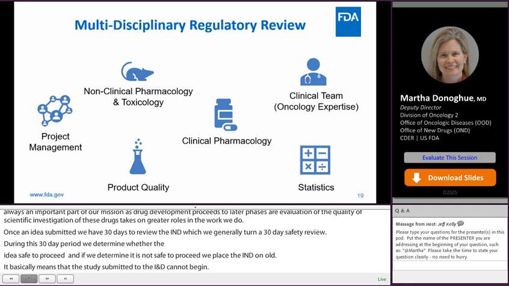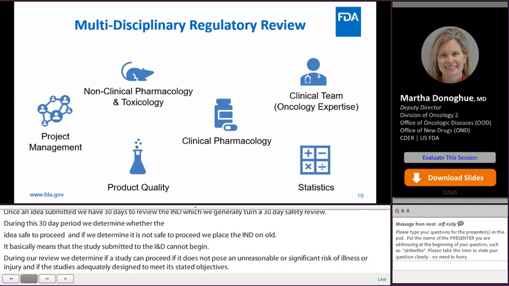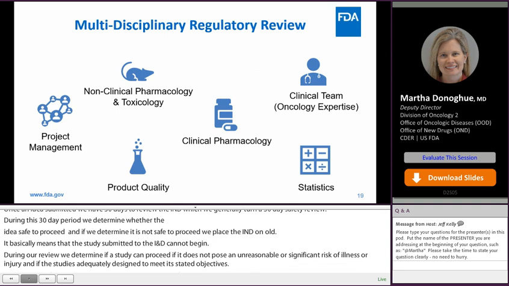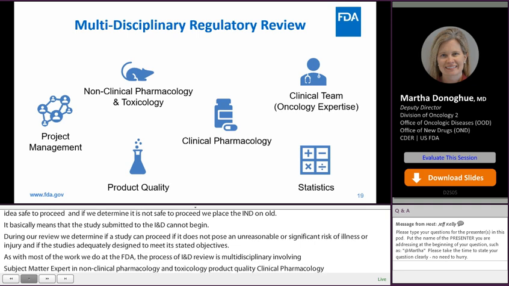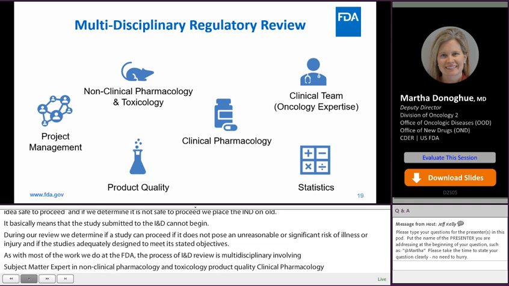As with most of the work we do at the FDA, the process of IND review is multidisciplinary, involving subject matter experts in non-clinical pharmacology and toxicology, product quality, clinical pharmacology and statistics, as well as clinicians. And our review is coordinated by project management staff or regulatory project managers who are specialists in drug regulation and provide the primary interface between sponsors and the FDA.